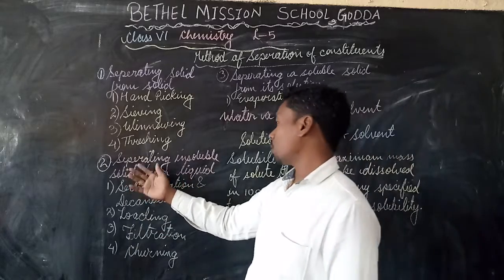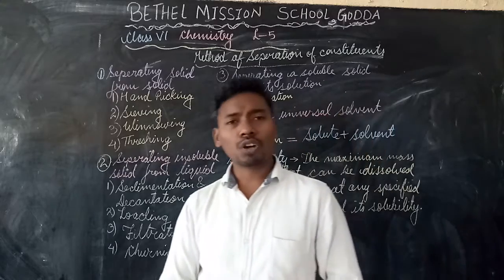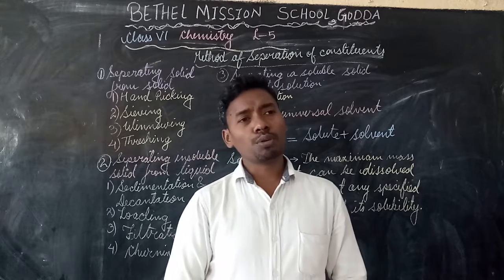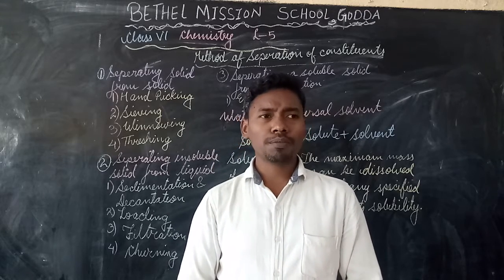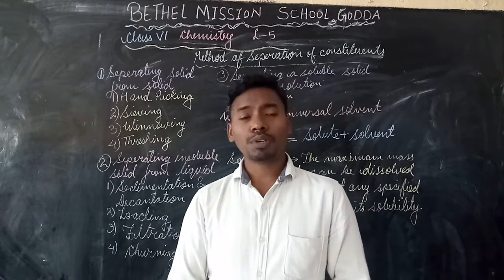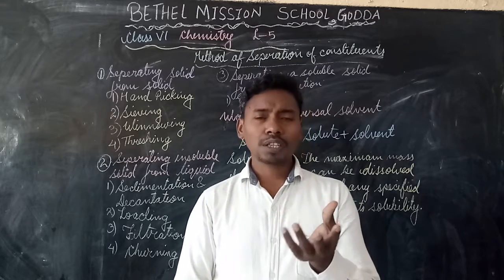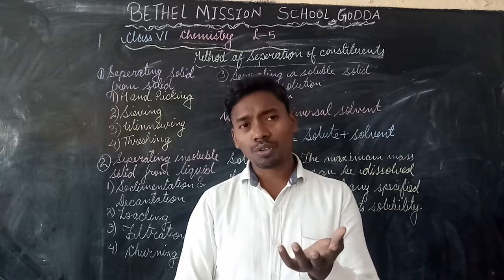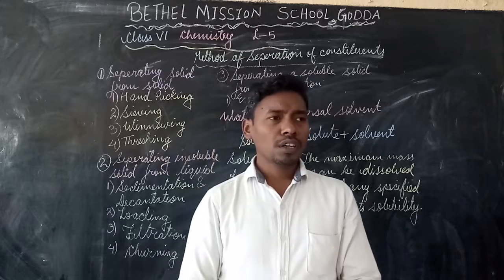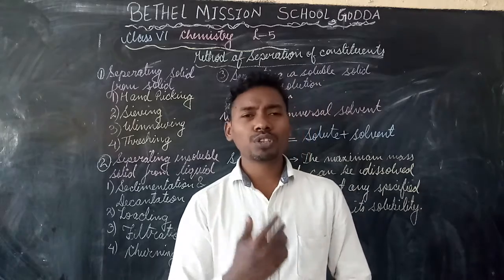Now the second process is separating an insoluble solid from a liquid. If the mixture is of a solid and a liquid, and the solid is insoluble, sometimes we need to separate them. For instance, you might have seen your mother making tea. She uses something like a sieve, a filtering device, to separate the tea leaves from the tea. Tea leaves are insoluble in water, so they have to be separated. We are not going to drink the tea leaves.